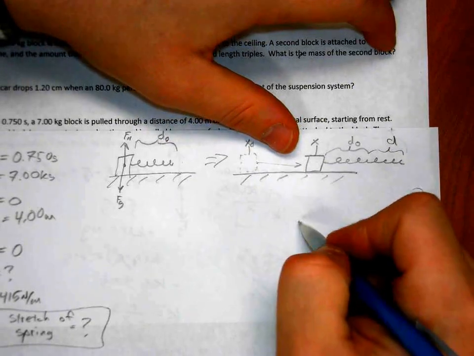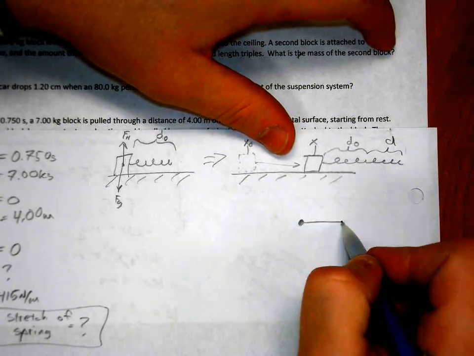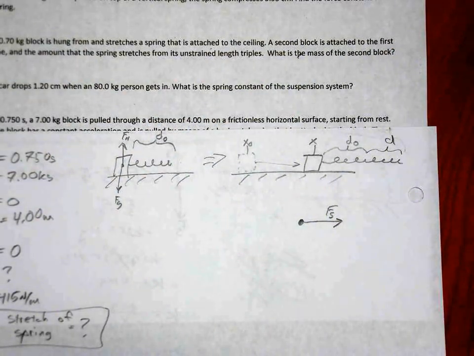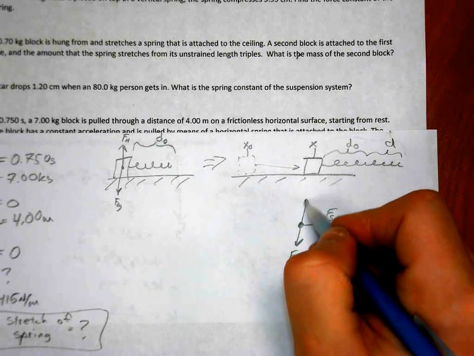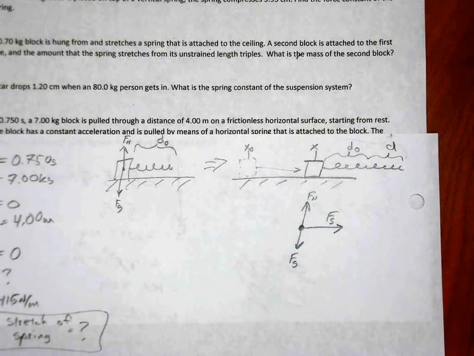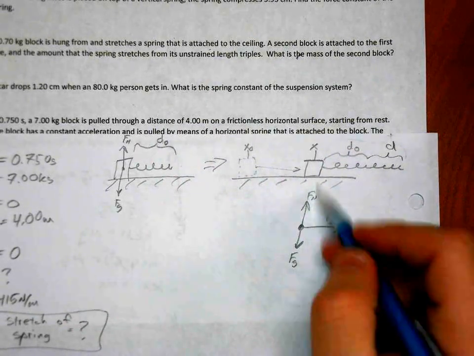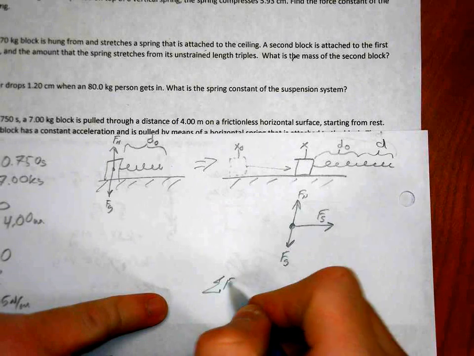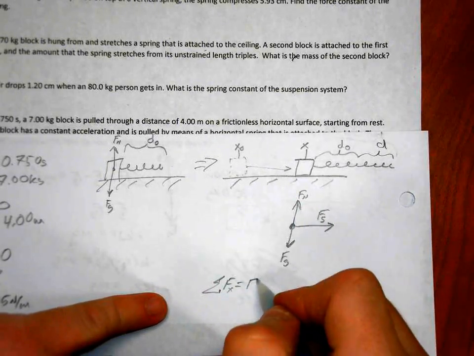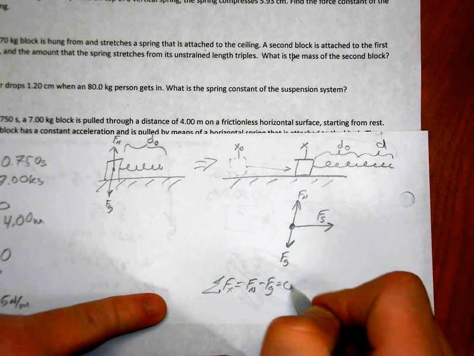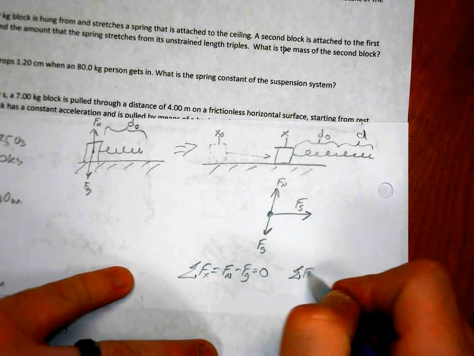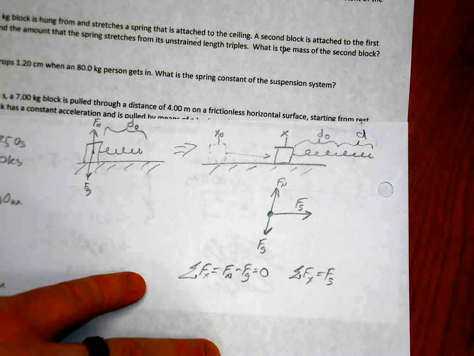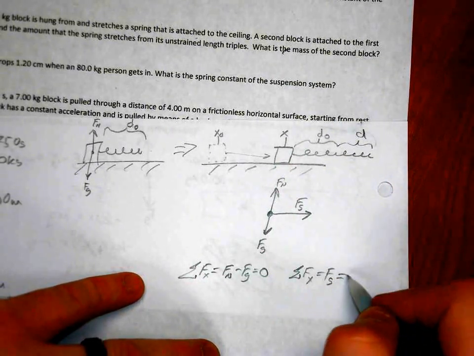If I draw a free body diagram in this situation, we know we have an acceleration, so that spring force is going to be applying that acceleration. We know that Fg equals Fn in magnitude. If we sum up our forces in the y direction, it equals Fn minus Fg, and we know that equals 0. So there's no acceleration in the y plane. And the sum of the forces in the x direction equals the spring force. That's it.